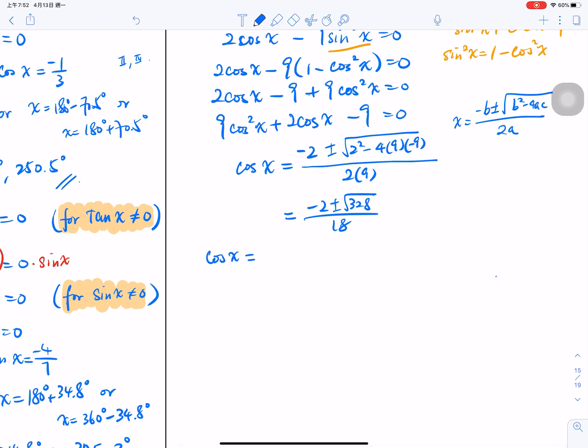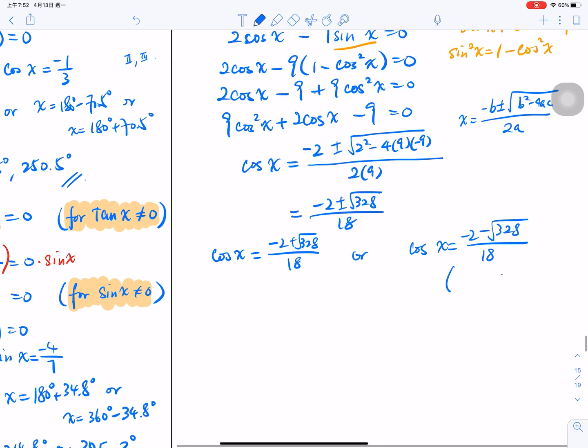That means now cosine x equals negative 2 plus square root of 328 over 18, or cosine x equals negative 2 minus square root of 328 over 18. Okay. What should you check? Yeah, this one and this one. Is it out of range? Cosine theta is between negative 1 and 1. And you see that this one is out of range. So this one is rejected. Okay. So at the end, only this part, only the left-hand side, cosine x.